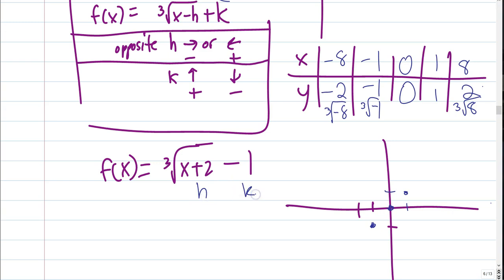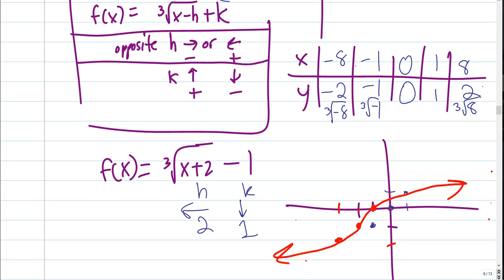H, K. This is a positive 2, so that means it's going to shift left 2. This is a negative 1, means it's going to shift down 1. So every point will go 2 to the left and 1 down. I'm going to change colors just so we can see. The 0 goes 2 to the left and 1 down. This goes 2 to the left and 1 down. This goes 2 to the left and 1 down. What does the graph look like? Just like its parent, only shifted 2 to the left and 1 down.